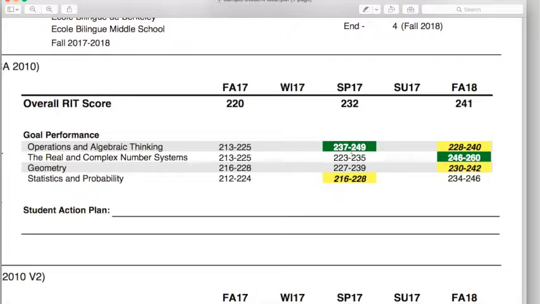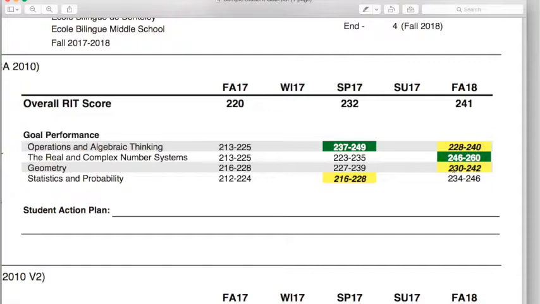Now you'll notice a couple that are highlighted yellow, green, and some that are not. The ones that are highlighted green, for example right here last spring or this fall within the real and complex number systems, indicate a relative strength for the student compared to the overall score. You notice that this is 246 to 260. The overall score was 241, so that does indeed seem to be above what the average score was for the student. Any yellow highlighting indicates a potential area of challenge for the student relative to the overall score. Again, in this case, there seemed to be possibly two compared to 241.